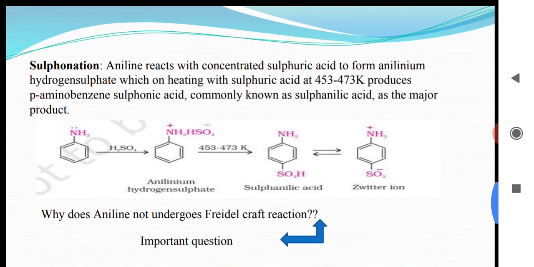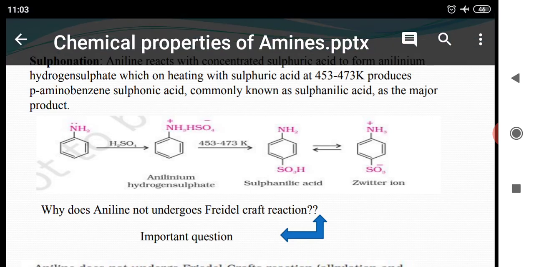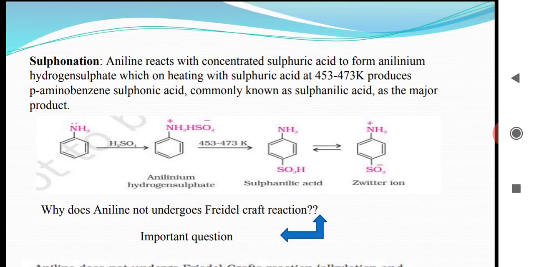Now next is sulfonation. Aniline reacts with concentrated H2SO4 to form the anilinium hydrogen sulfate, because H2SO4 is an acid and aniline is a base, so they form a salt. On heating, the SO3H group, the sulfonic acid group, gets attached to the para position, giving aniline with the SO3H group. This is known as sulfanilic acid, and it is used in making sulfa drugs.